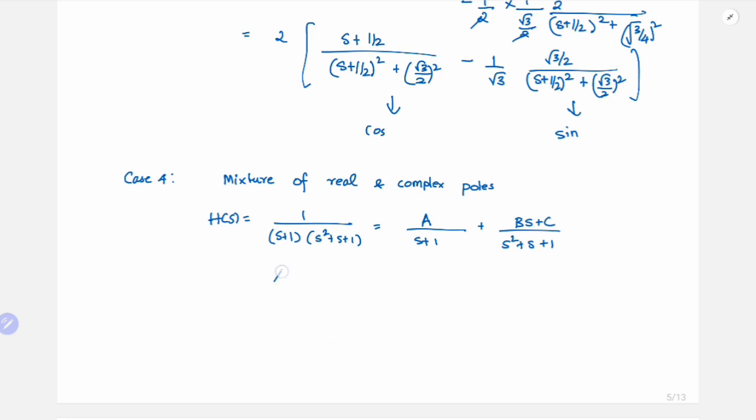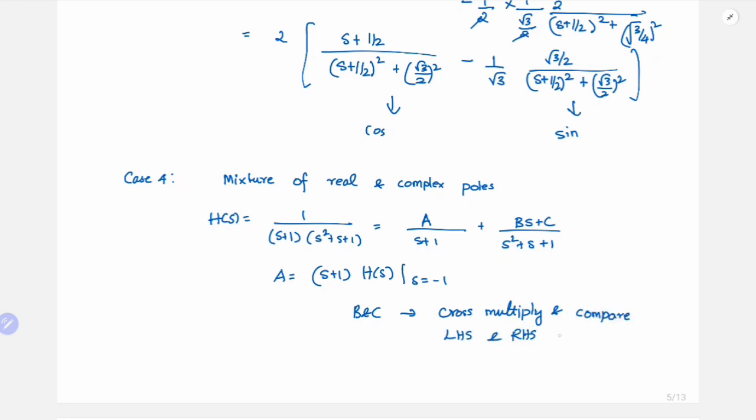So finding my a is straightforward, right? I just have to multiply by s plus 1, H of s, and set s equal to minus 1. After finding a, how do you find b and c? For b and c, you just cross multiply, same way. You cross multiply and compare LHS and RHS, and then solve the linear equations.